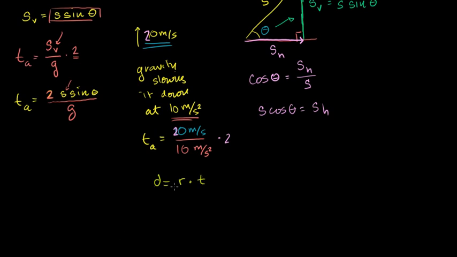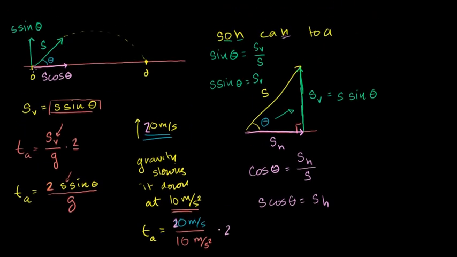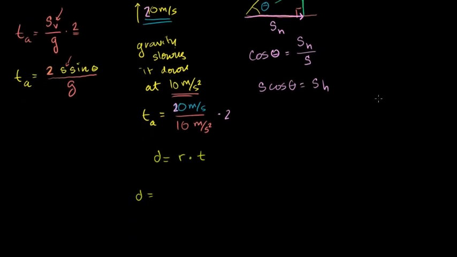Now, we're talking about the horizontal distance. So our distance is going to be equal to, what's our rate in the horizontal direction? We care about horizontal distance traveled. So our rate needs to be the horizontal component of the velocity, or the magnitude of the horizontal component of the velocity. And we figured that out in the first video. That is s cosine of theta. So let's write that down right here. So our rate is s cosine of theta.